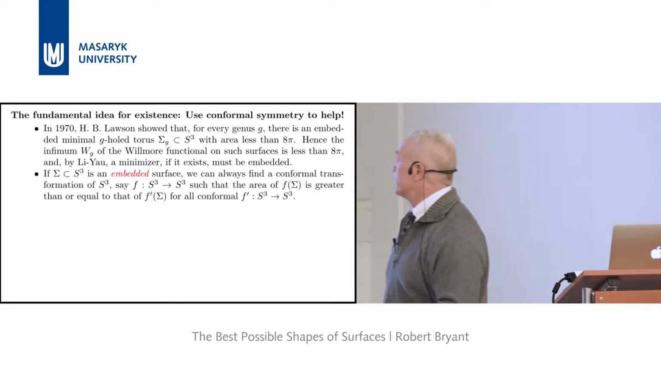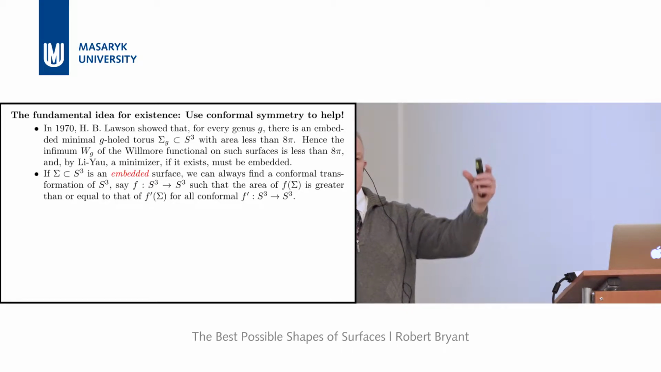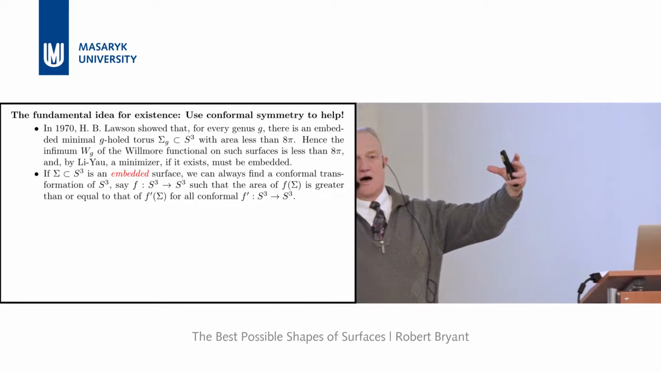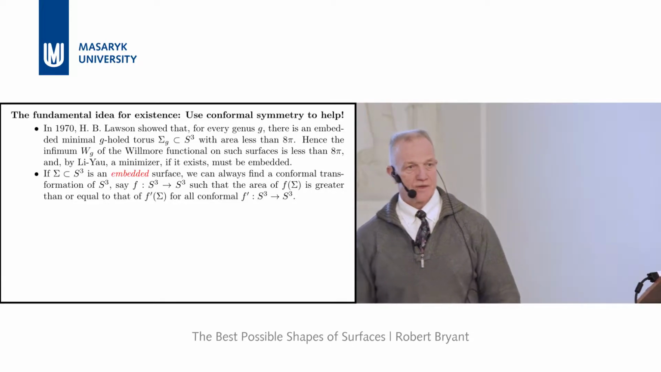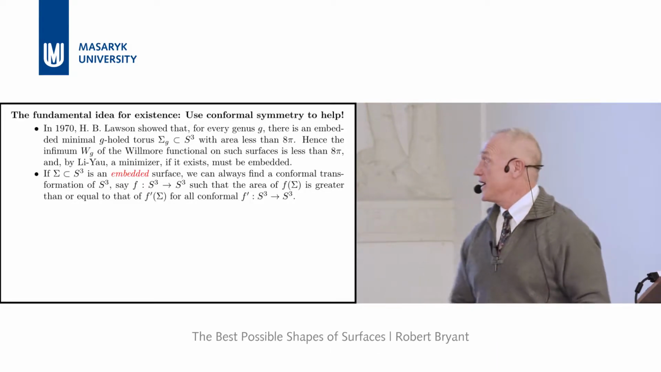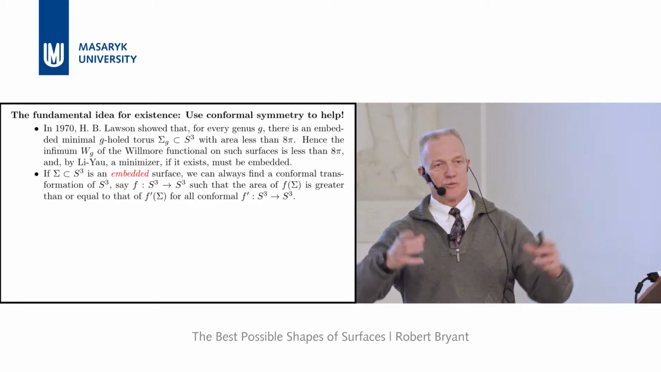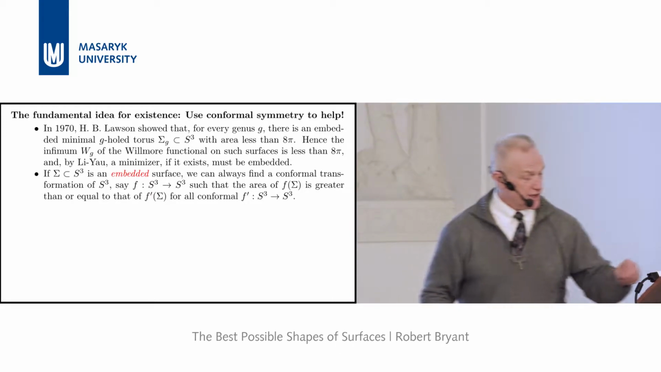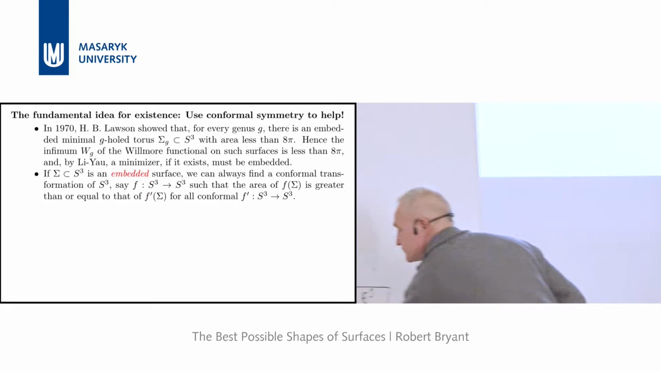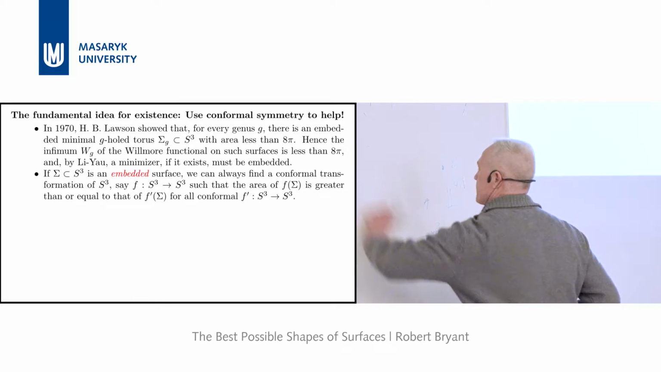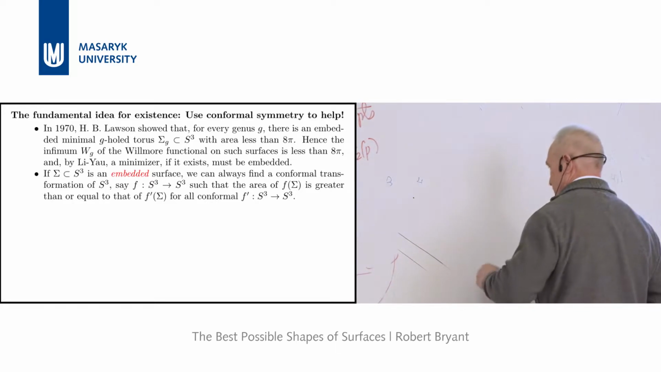Then there's a beautiful theorem that says that if you have an embedded surface in the 3-sphere, you can always conformally move it to where the maximum area is achieved. And there's a canonical way to do it, and you can sort of conformally maximize anything by using the conformal transformation. And you need embedded because of the following annoying thing. Suppose you're on the sphere, I'll just draw it here.